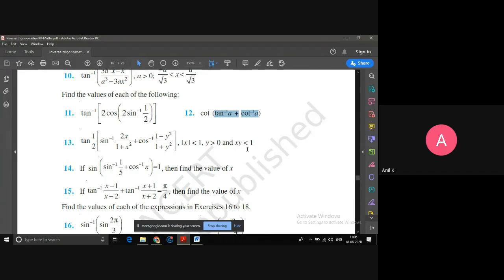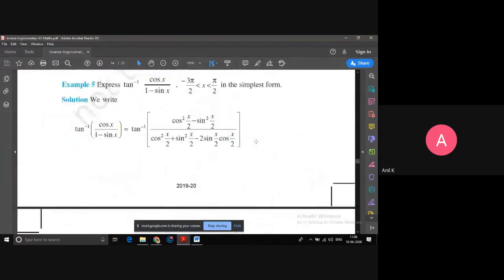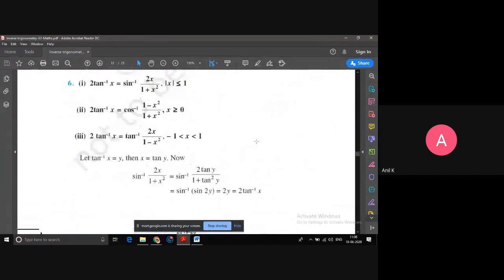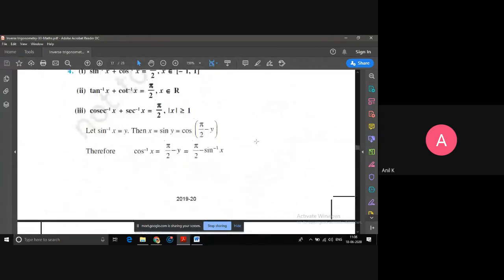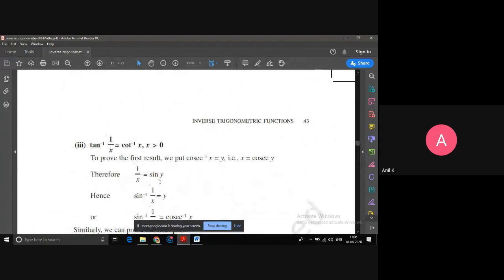Remember the formulas? Where are these formulas? Not here, not here, not here. Yeah, here we have the formulas. Tan inverse 1 by x equals cot inverse x, or cot inverse 1 by x will be equal to tan inverse x. So this is the formula I'm going to use here to solve it.